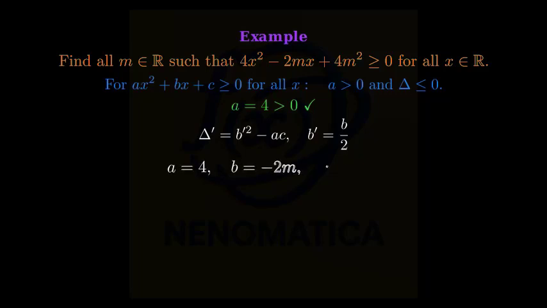In our expression, a equals 4, b equals negative 2m, and c equals 4m squared. Therefore, b prime equals b divided by 2, which is negative m. Now, apply the condition delta prime less than or equal to 0. We substitute b prime squared minus ac less than or equal to 0.